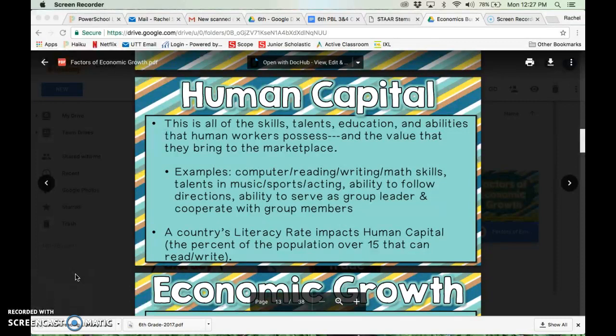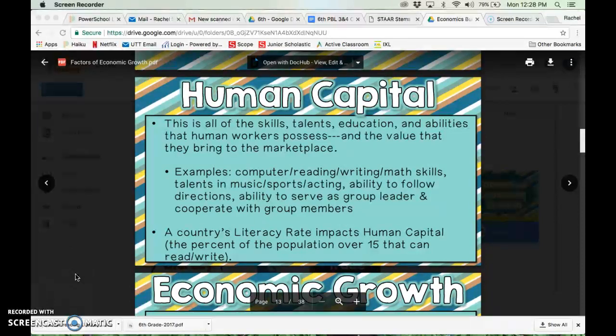So some examples of these skills and talents are computer, reading, writing, math skills, or talents in music, sports, acting, your ability to follow directions, ability to serve as a group leader, and cooperate with group members. So you can kind of think these are things that a person will put on their job application or resume to make an employer want to hire them because they make them more valuable.